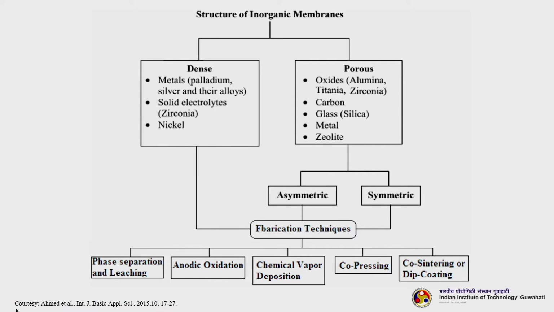So, this is the structure of inorganic membranes. You can see dense and porous both are given here. Under porous we have asymmetric and symmetric membranes. Then the fabrication techniques which can be used to make these membranes are phase separation and leaching, anodic oxidation, chemical vapor decomposition, which is very well known as the CVD process, then co-pressing, then co-sintering or dip coating. Dip coating is a process which is widely used at laboratory scale to prepare inorganic membranes.